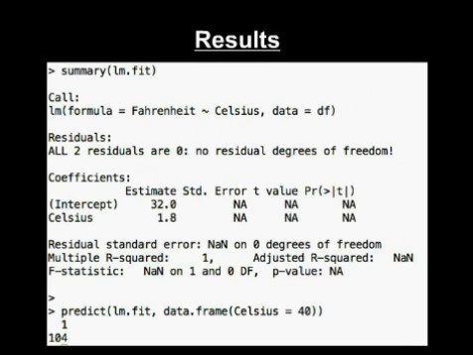So the coefficients first is an intercept that you can see on the left-hand side, and you can see that the estimate of that is 32, and that's because when you're at 0 degrees Celsius, the amount of Fahrenheit should be 32 degrees, and that's what the intercept is telling you. And then below that, you'll see Celsius and an estimate.